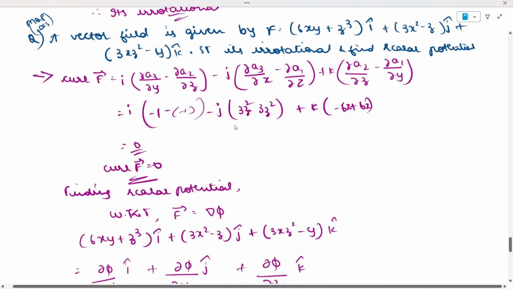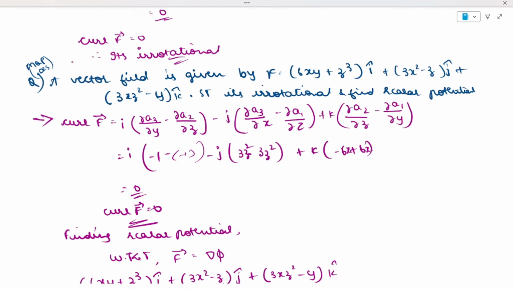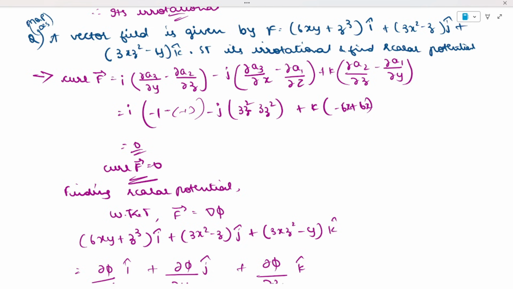Now this is repeated in your model paper, which they have left for your scheme model paper. A vector, listen to this problem very carefully. The chances of this problem occurring are very high. I hope you got this irrotational type of problem. Now the vector field is given by F equal to some vector they have given. You have to show that it is irrotational and you have to find its scalar potential.